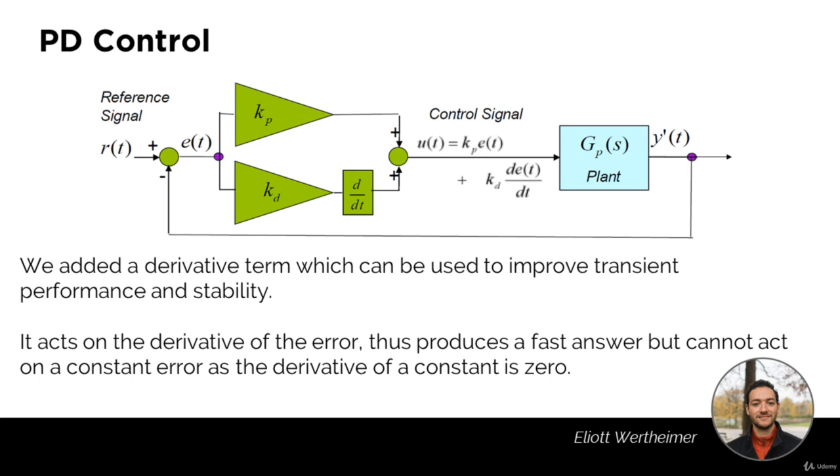To sum up, we essentially added a derivative term which can be used to improve transient performance and stability of our system. It acts on the derivative of the error, thus produces a fast answer, but cannot act on a constant error as the derivative of a constant is equal to 0. So the error actually needs to be changing and varying for PD control to have any effect on it.